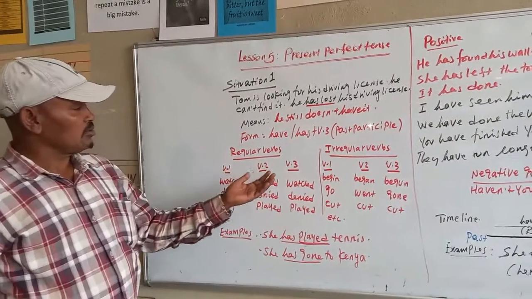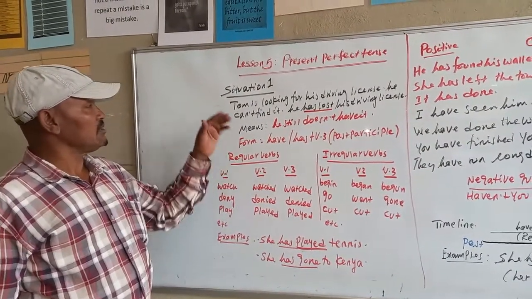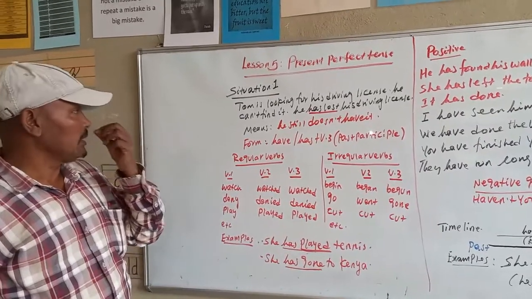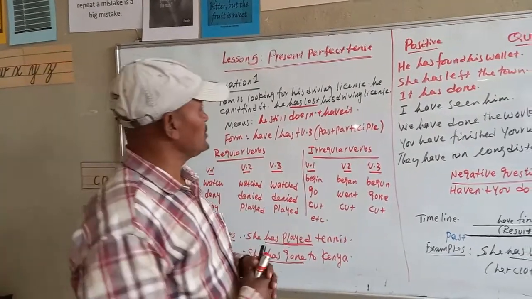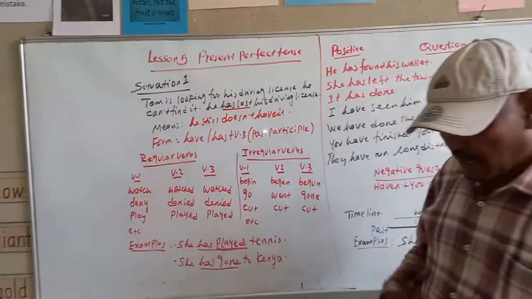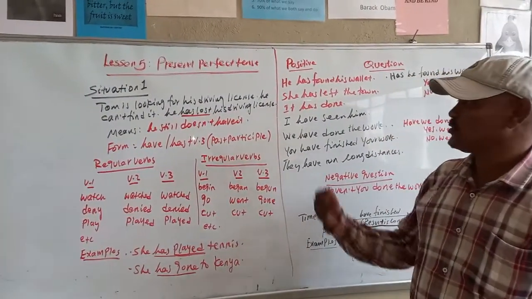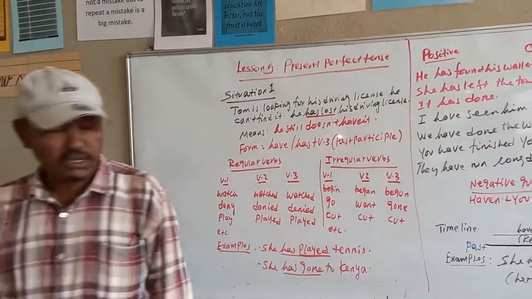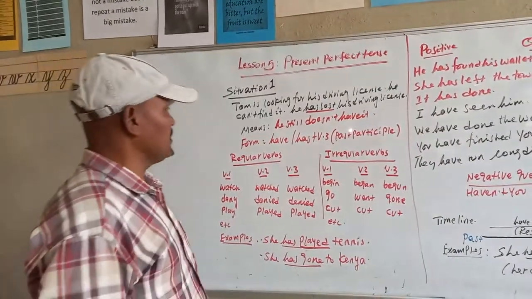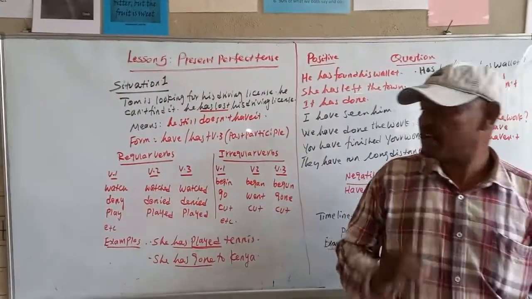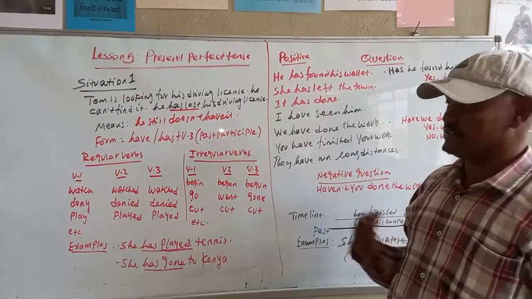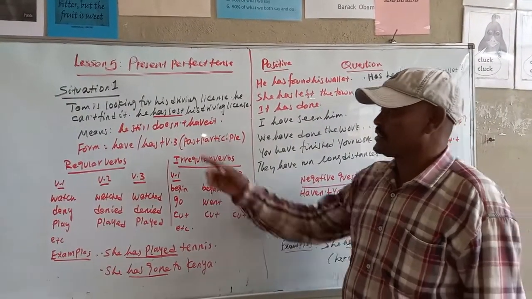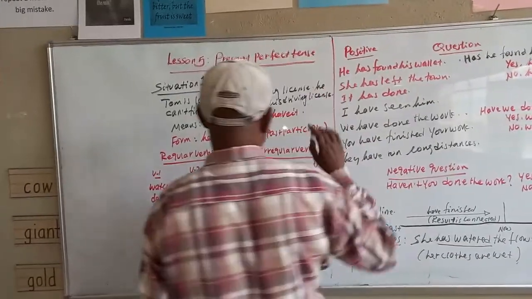Before I come to present continuous, let me just look at a situation which is helpful to understand what present perfect means. Tom is looking for his driving license. The traffic police asks him to show his driving license, but unfortunately, when he checked, he can't find it. So he can say that he has lost his driving license, which means his driving license is not with him. It means that he still doesn't have the driving license.